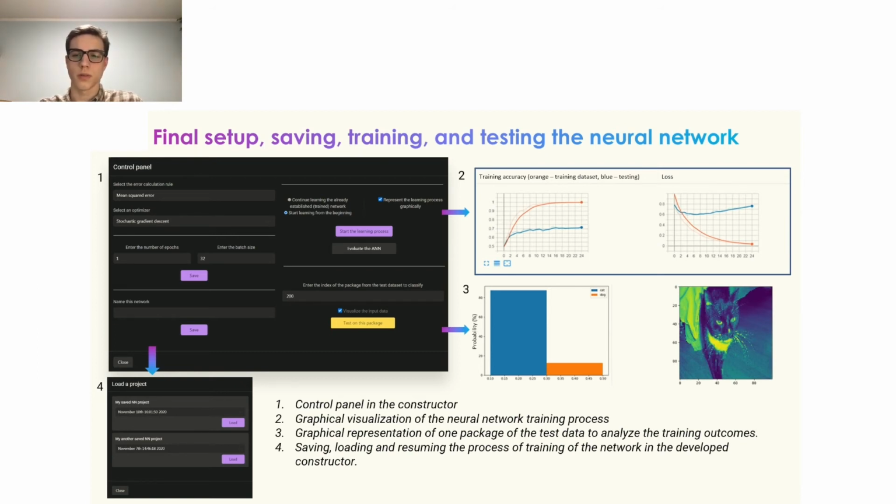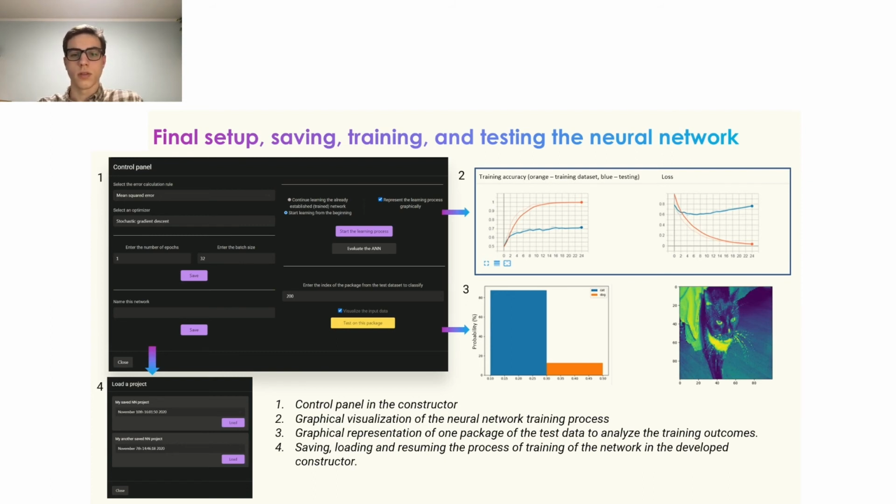specify the number of epochs of the training process, the batch size, and the name of the neural network, and that allows the scientists to save their work with all the configured parameters, and then, when the time is right, load this project and continue construction. And after setting everything up, the scientist can start the training process. The constructor allows the researcher to monitor changes in the parameters of the neural network in real time and in the form of graphs and charts.